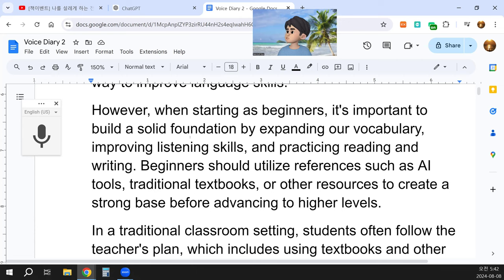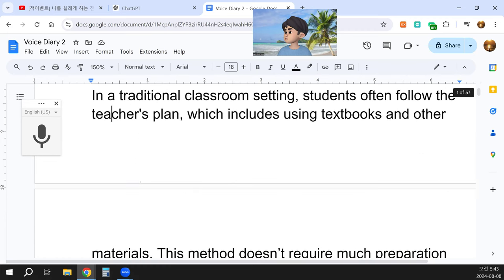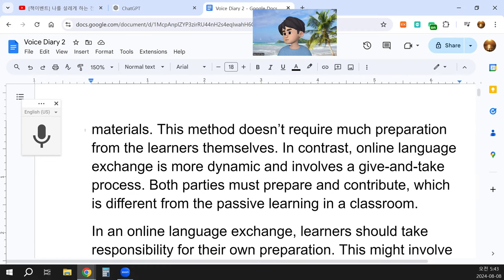However, when starting as a beginner, it's important to build a solid foundation by expanding our vocabulary, improving listening skills, and practicing reading and writing. Beginners should utilize references such as AI tools, traditional textbooks, or other resources to create a strong base before advancing to a higher level. In a traditional classroom setting, students often follow the teacher's plan, which includes using textbooks and other materials. This method doesn't require much preparation from the learner themselves.